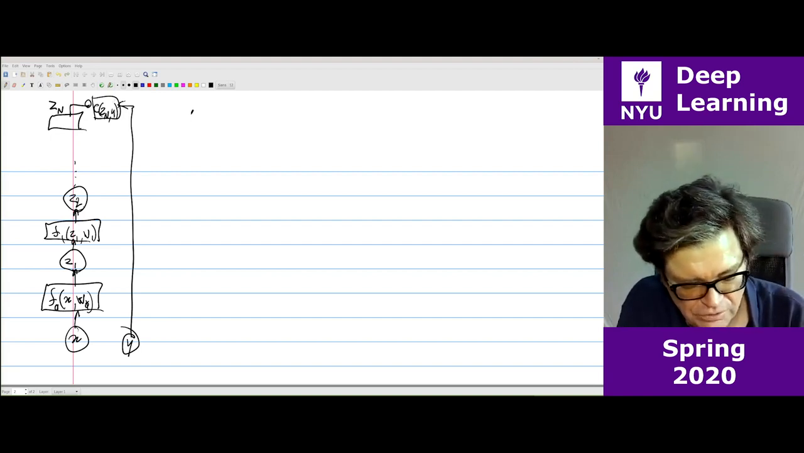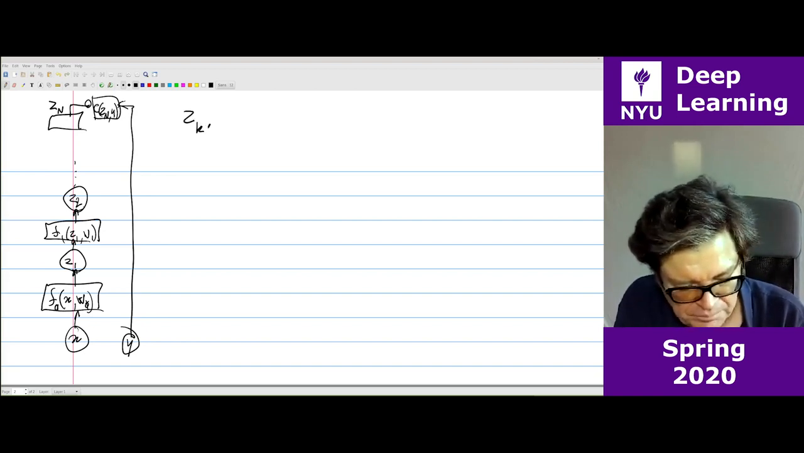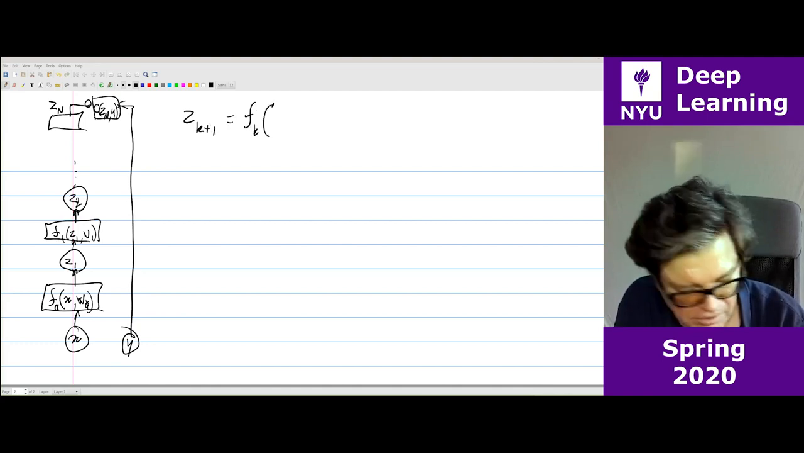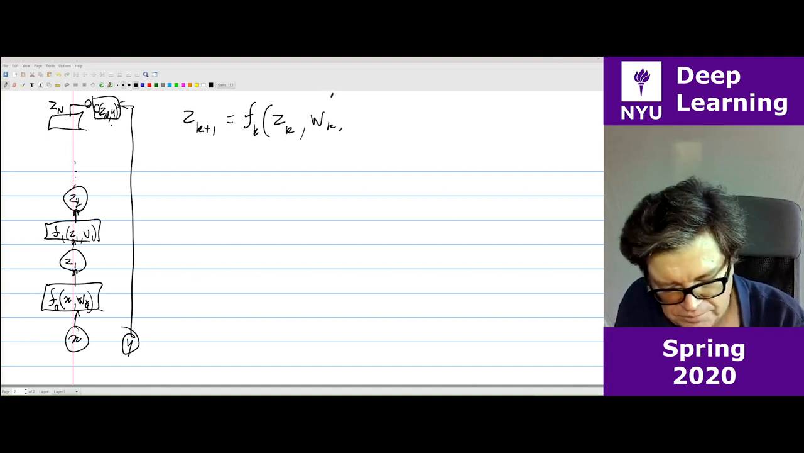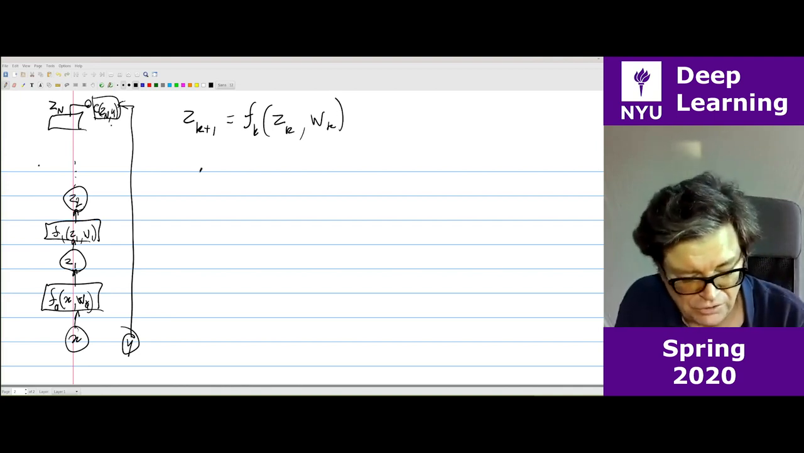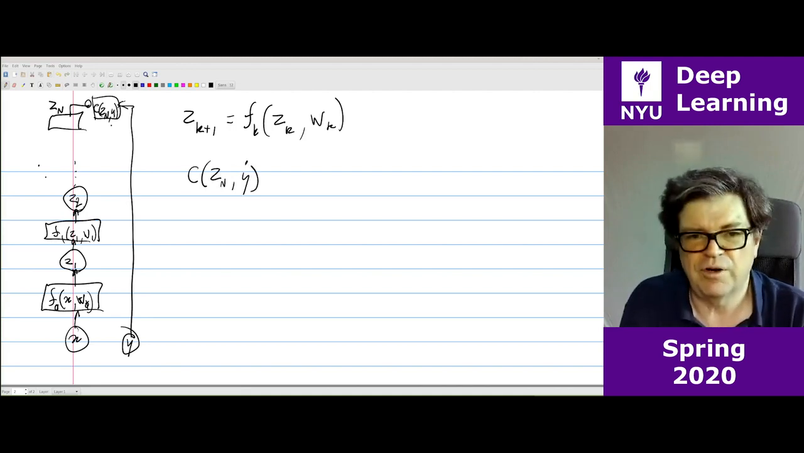Okay, so the forward pass can be written as z_{k+1} equals f_k of z_k and w_k. That's just the forward pass. And then you have a cost function C, which you want to minimize, which is C of Zn and y. That's just whatever cost function you want to minimize.